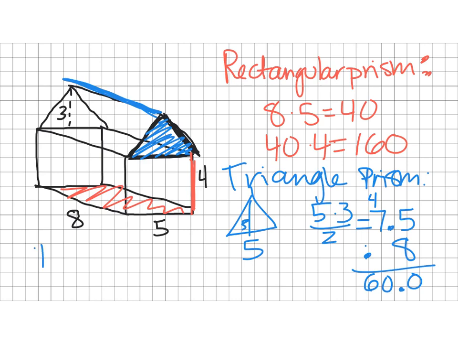So that means that my total is 160 plus 60, which gives me 220 units cubed.